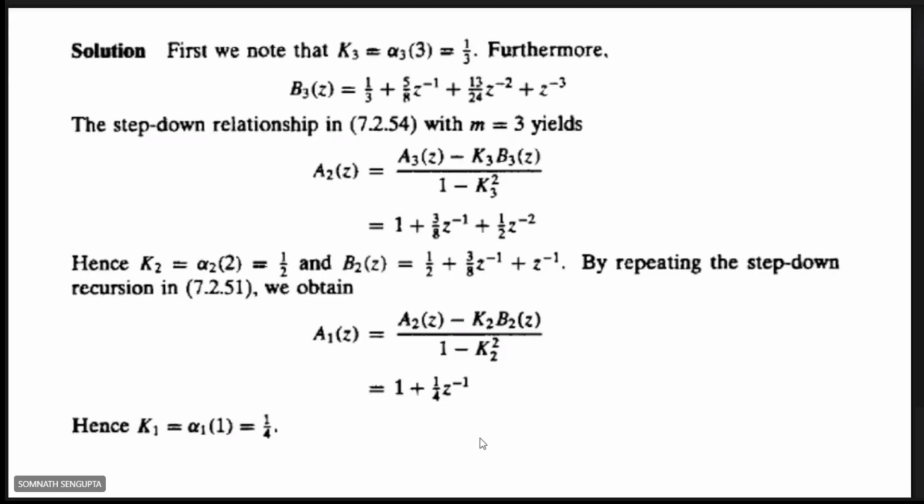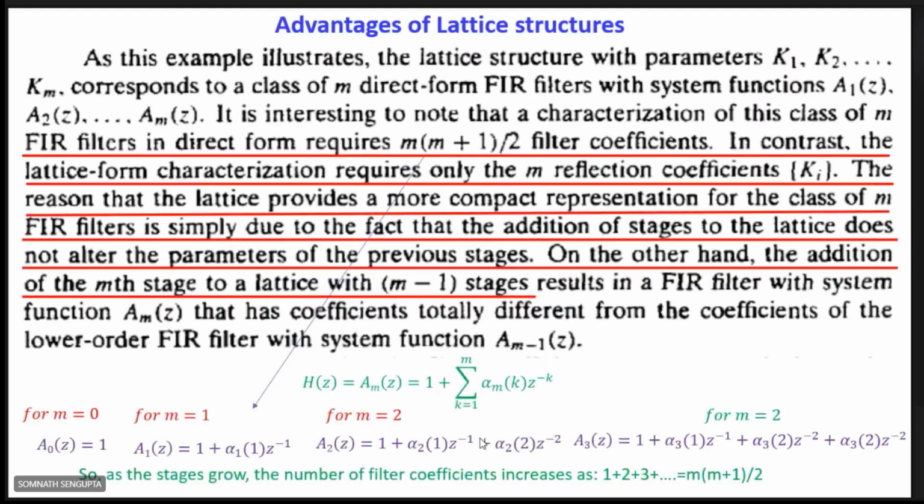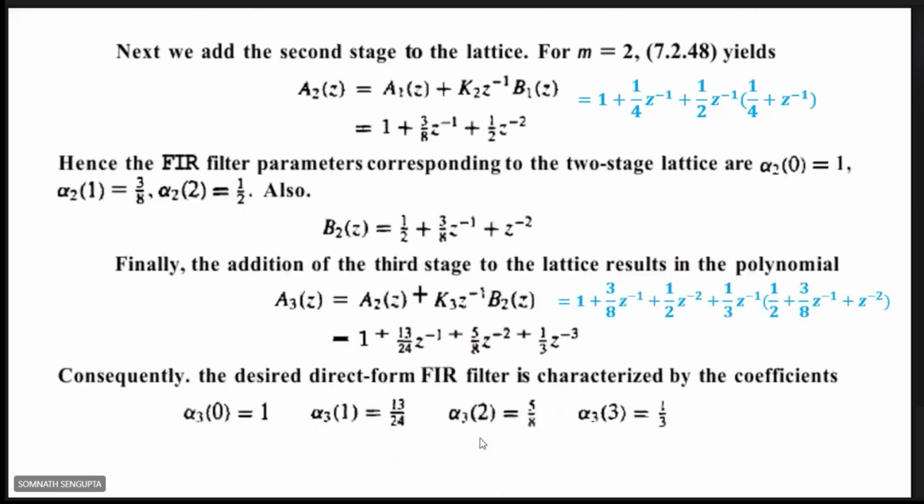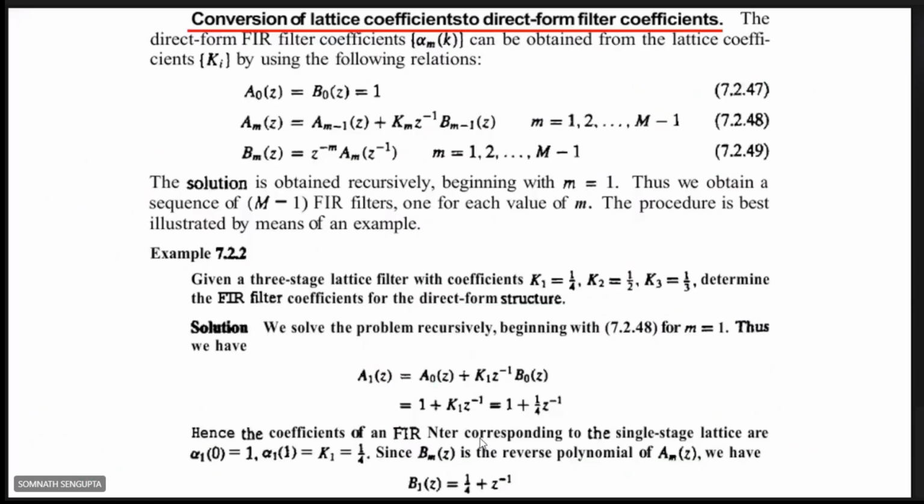Okay, this is a very nice example to understand how we'll do so. It is called the step down approach. Earlier it was the step up approach. We started with the lowest order polynomial, a1z, then we moved ahead with a2z, then further a3z was calculated. First we used a0z, that is always equal to 1.